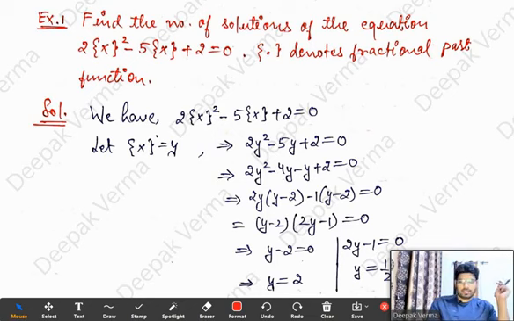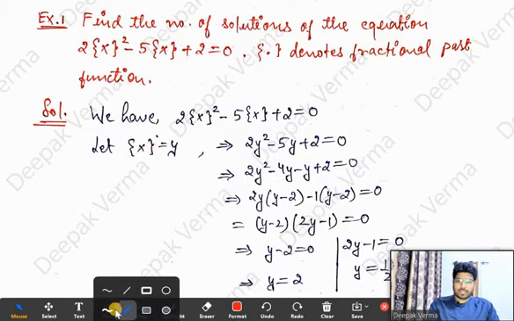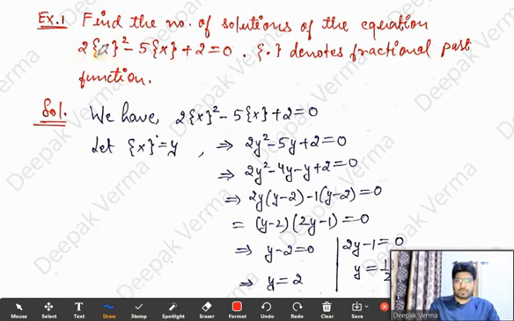So in this lecture we will be doing some examples based on box x and fractional part of x. Theory part we have already done. Now it's time to do some examples.